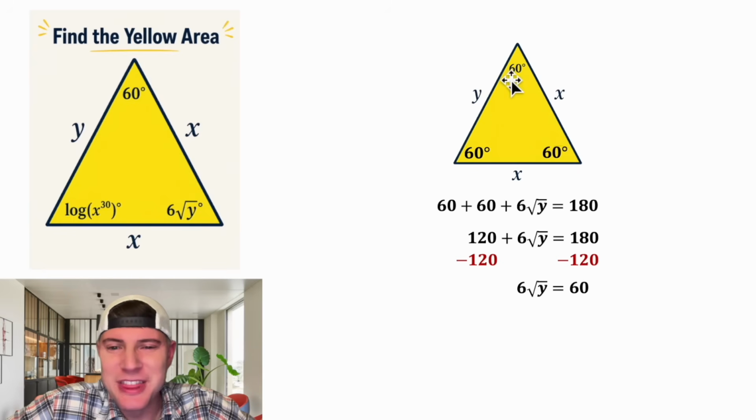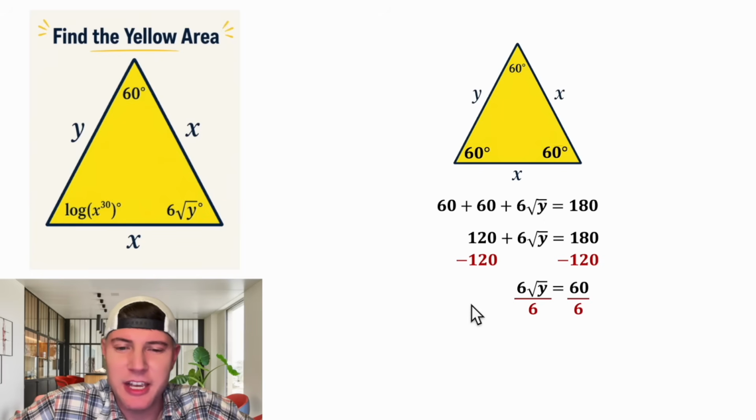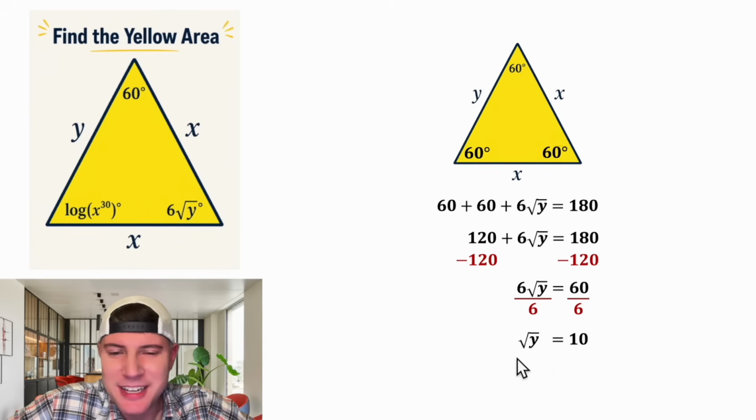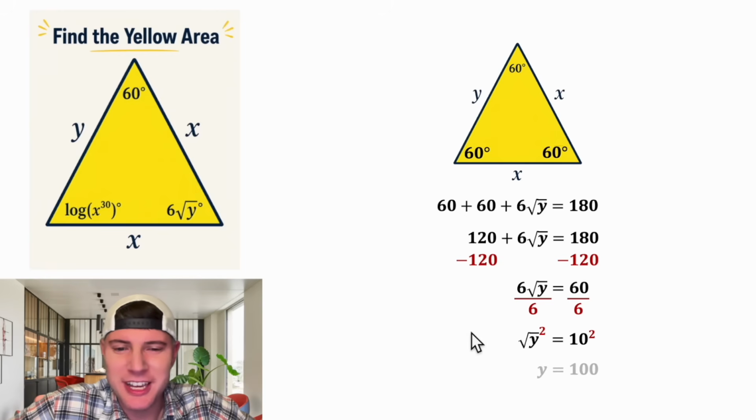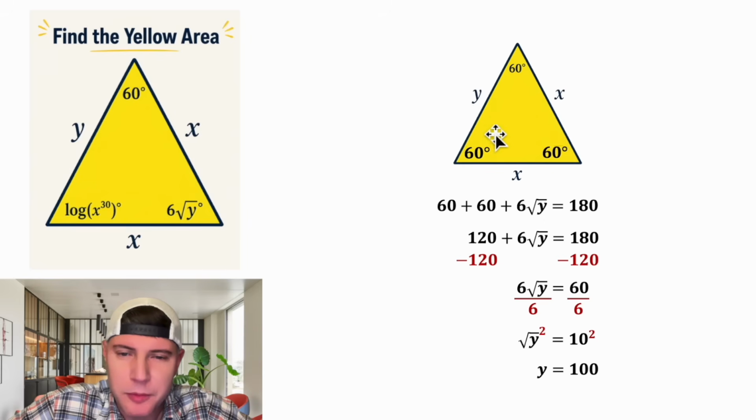Next, I want to solve for this side of y. So let's divide both sides by 6. On the left-hand side, this 6 and this 6 are going to cancel each other out, leaving us with the square root of y. And on the right-hand side, 60 divided by 6 is equal to 10. Next, to get the y all by itself, we can square both sides. On the left-hand side, the square root and the square are going to cancel each other out, leaving us with y. Does that make sense, y? And on the right-hand side, 10 squared is equal to 100. And now, in the place of this y, we can plug in 100.